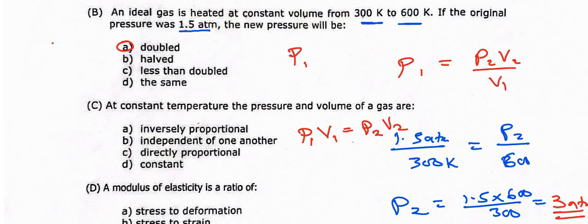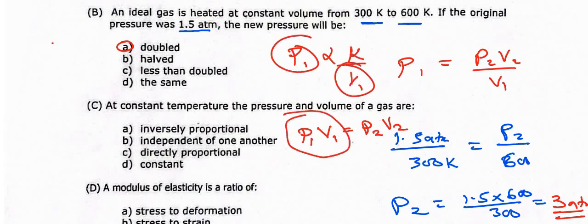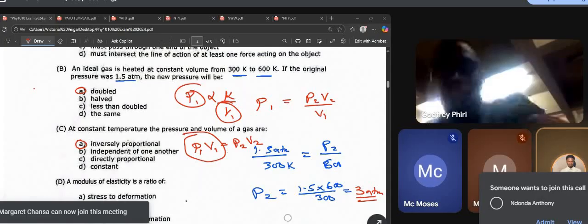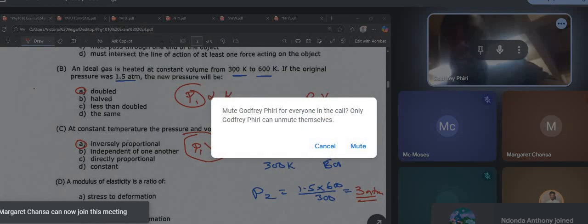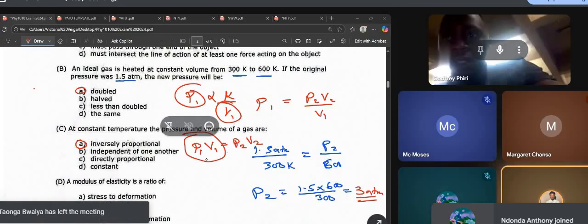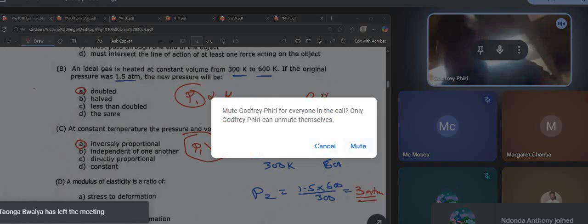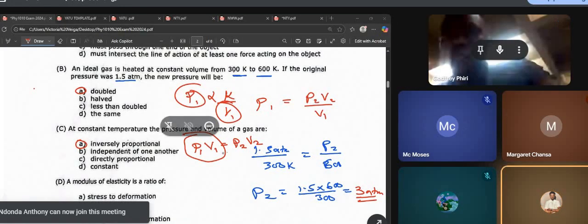So P1 V1 equals K. These are inversely related to each other because they're on the same side. If they were directly related, they would have been on opposite sides. So the correct answer here is supposed to be A as well. That is the correct outcome. That answers our part C.